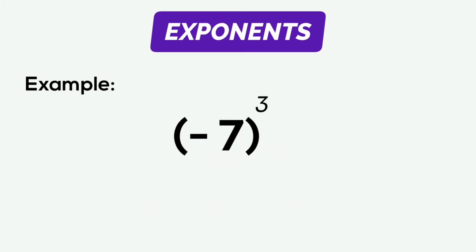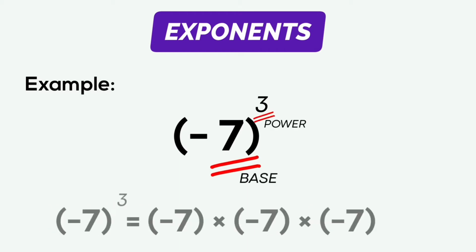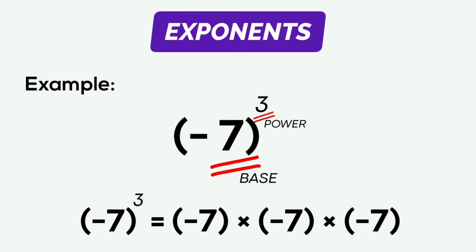Similarly, minus 7 to the power 3. Here minus 7 is the base and 3 is the power. It means minus 7 is multiplied by itself 3 times.